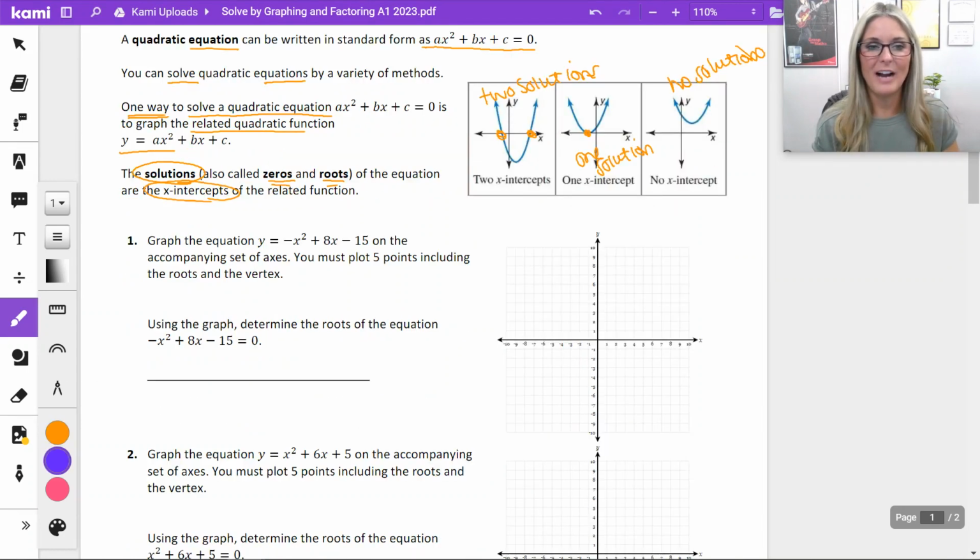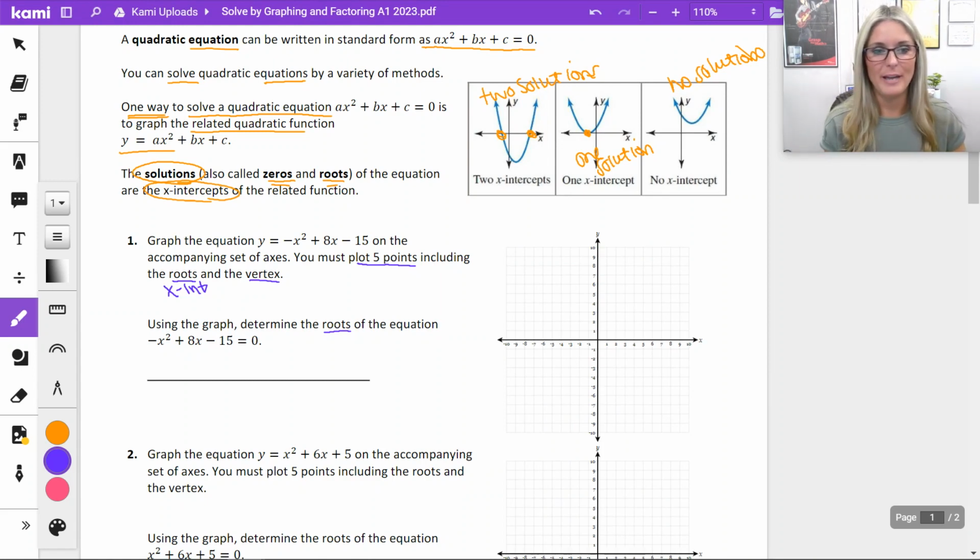Starting with number 1, graph the equation y equals negative x squared plus 8x minus 15 on the axes. Same directions as we've seen on Delta Math before. You must plot 5 points and only 5 points, and those must include the roots and the vertex. Remember, the roots are x-intercepts. Using the graph, let's determine the roots of the equation negative x squared plus 8x minus 15 equals 0. So we're going to graph the function, and it's going to determine the roots or the solutions to the equation equal to 0. You see that?